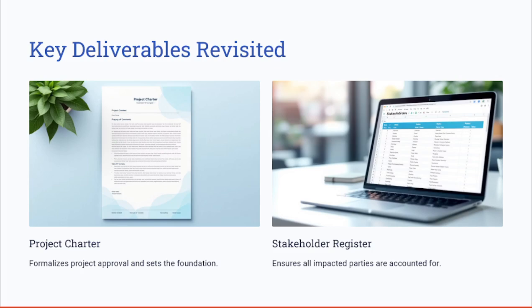So, to revisit what were the key deliverables or the key outputs of the initiating process group: the project charter is one of them, which formalizes the project approval, while the stakeholder register ensures that all impacted parties are accounted for. These documents act as the backbone for the planning phase, setting the stage for your project success.